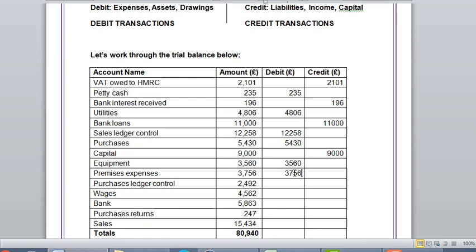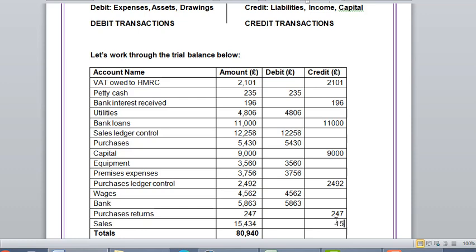It's under DEAD. Purchase ledger control is a liability, so we will credit. It's under CLIC. Wages is expense, so we will debit. It's under DEAD. Bank is an asset, so we will debit. It's under DEAD. Purchase returns is income, so we will credit. Sales is income, so we will credit.